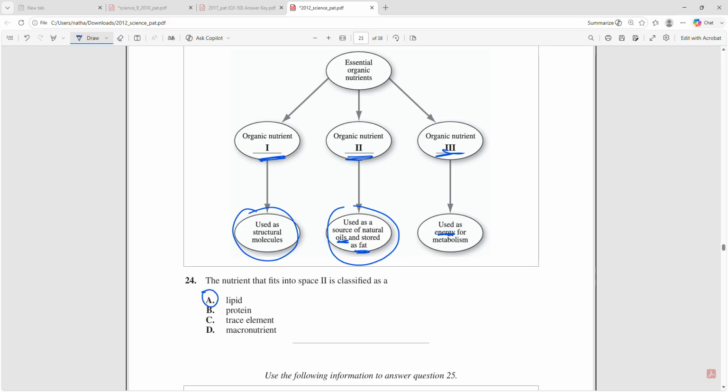So we've got the nutrient that fits into space number 2. Okay, oils and fats, the way we call oil and fat in science is lipid. So it's a lipid. Okay, protein would be this one, structural molecules, and these would be carbohydrates. And these are lipids or fats.